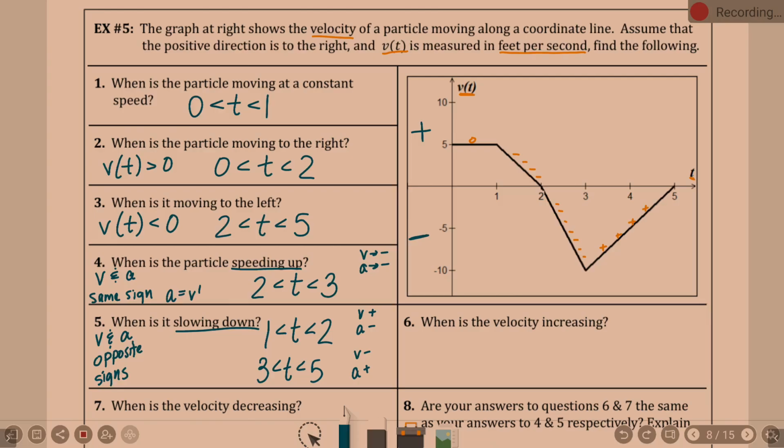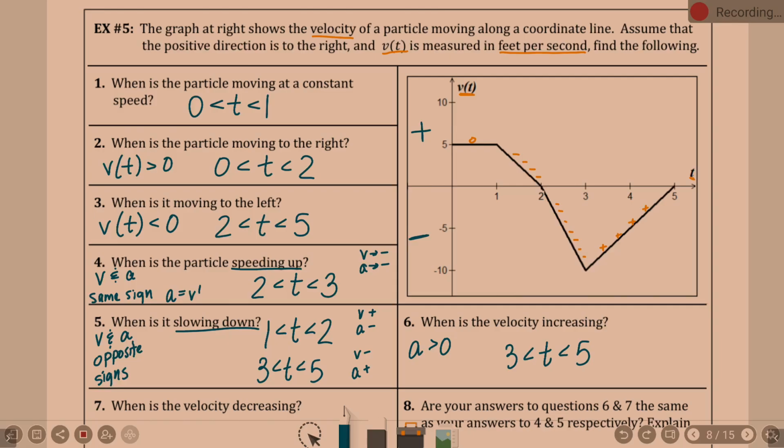Okay, 6. When is velocity increasing? 3 to 5. And why 3 to 5? So the y value is going up. I'm going to say that the acceleration is positive. Velocity increasing means we want to know what the derivative of velocity is doing, what the rate of the velocity is doing. And that's happening between 3 and 5 because we have a positive slope there.